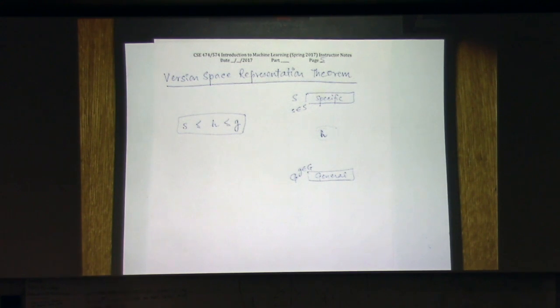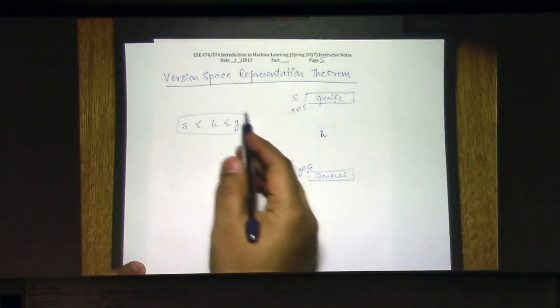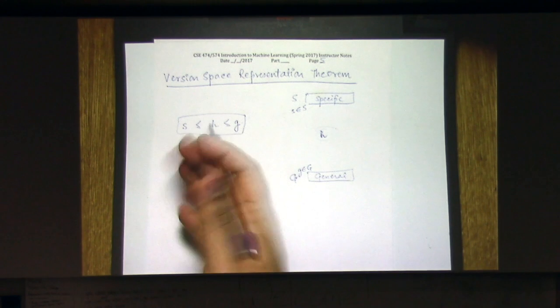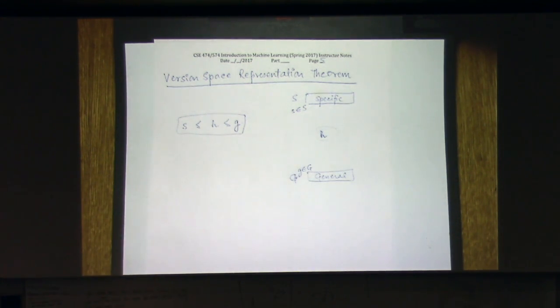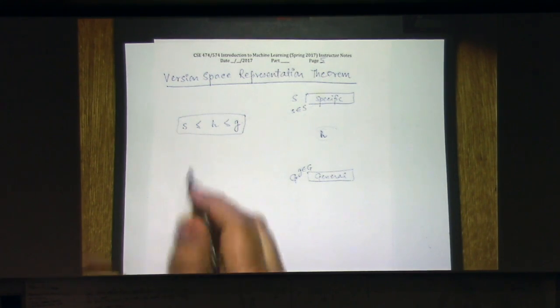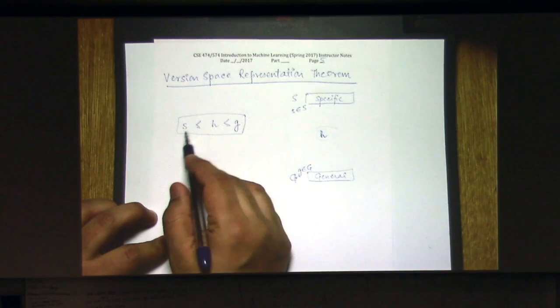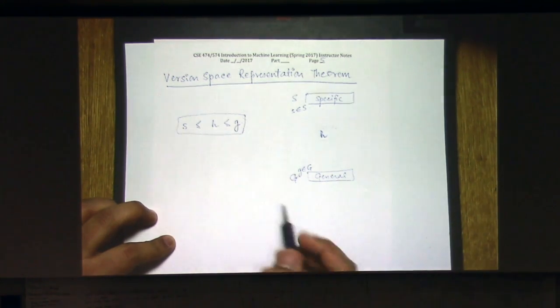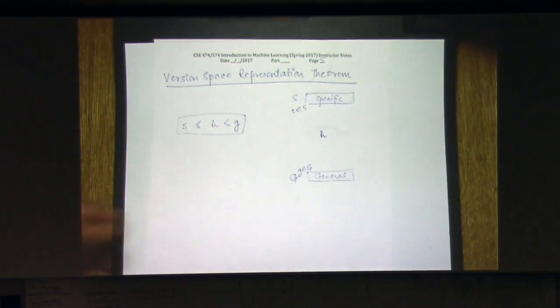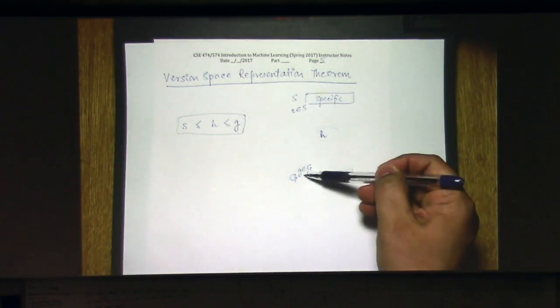So there are two questions here. Is this true or not? That is the proof that we will do next time. But the next question is, why is this useful? Why are we concerned about this theorem at all? I'm going to answer the second question first. The reason we are concerned is that once we have established that this is true, it means that we don't need h at all. We don't need to learn h as long as we have learned everything here.